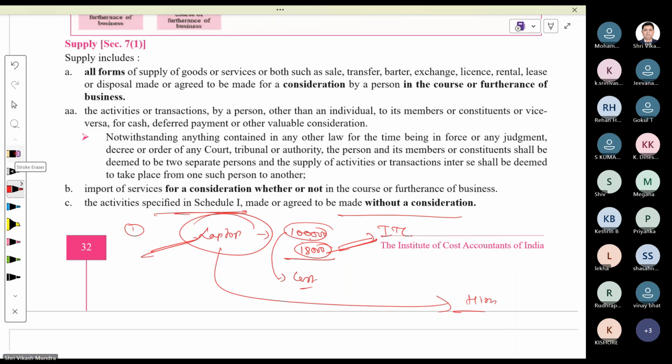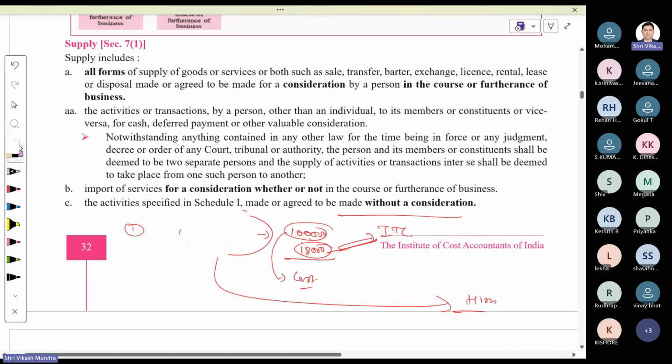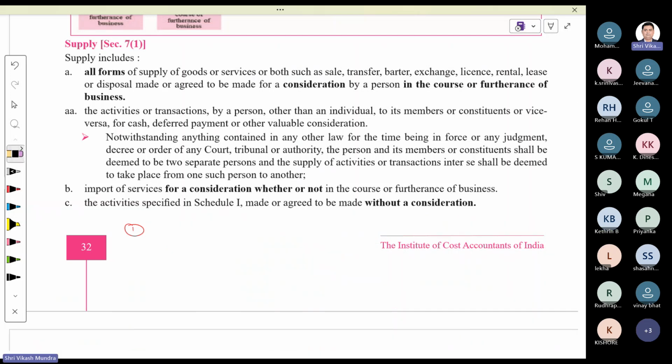Done. This one is the first activity mentioned in Schedule 1. Number 2. However, in number 1, keep one point in mind. If at the time of acquisition of that asset, I did not claim any ITC, and now I am transferring this machine to my kid or someone else, this is not considered as a supply. If it is free of cost and without any consideration, it will not be considered as supply.